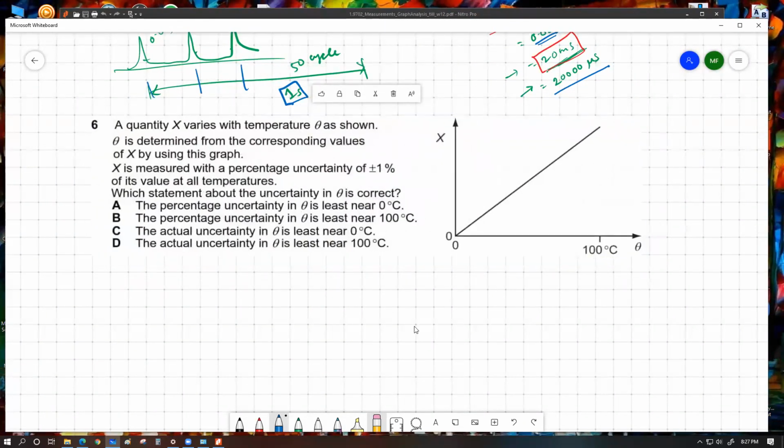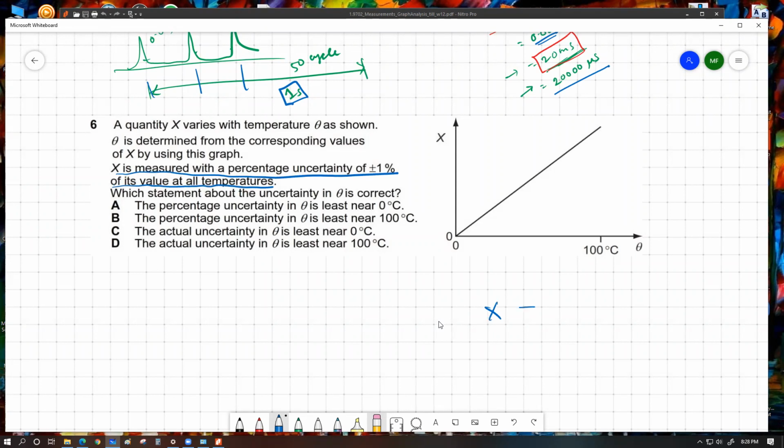X is measured with the percent uncertainty of plus or minus 1% of its value at all temperatures. এই স্টেটমেন্টটা খুব ভালো করে বুঝো। X is measured with the percent uncertainty of plus minus 1% of its value at all temperature. তার মানে হচ্ছে তুমি যদি X এর ভ্যালু measurement হিসেবে লিখতে চাই, let's say you have this and whatever this number is, your plus and minus should be 1% of that.